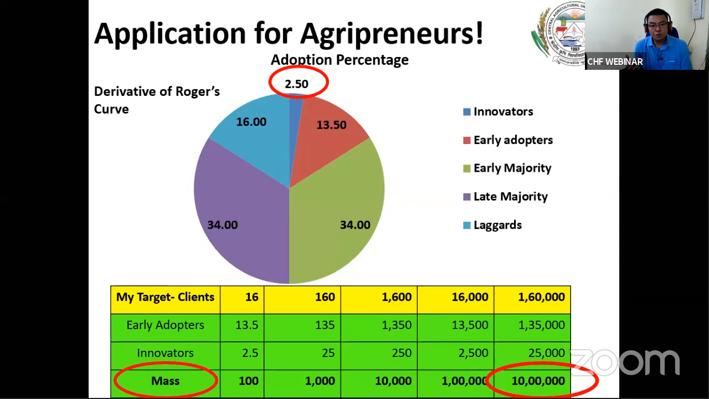If there is no one in your village who listens to your creativity, go to the next village. If not, go to the next village or town. So this is how the agripreneur will sustain in their new business. Next, please.